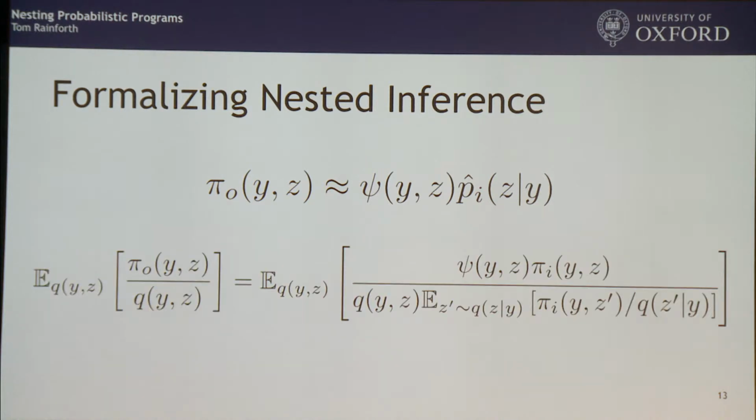Now we can look at what might happen if we run inference. Again, we'll just use importance sampling as an example. And we see that the expectation under a proposal Q of the target over Q is going to give us something like this. We've got terms from our outer psi. We have the unnormalized target associated with the inner program, the correcting factor for the normalization, and then this term. And this is the normalization constant for the inner query given y. So it's a conditional normalization constant.